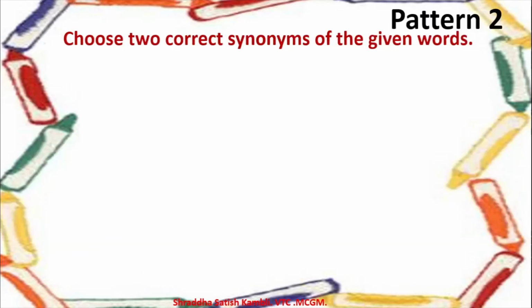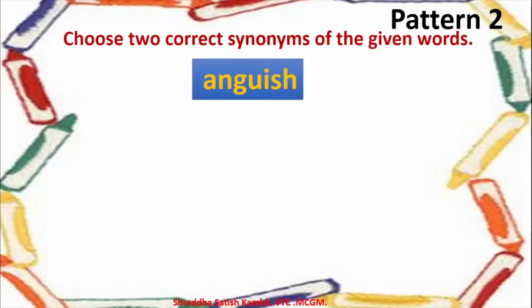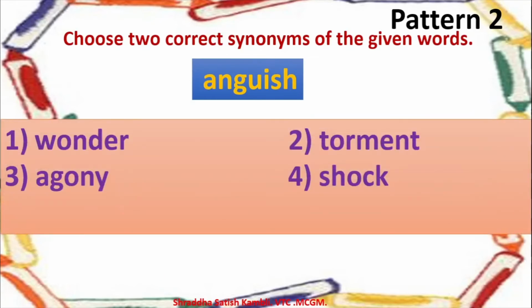Now let's come to pattern 2, where we do the same exercise but on a little larger scale. That is, you choose 2 correct synonyms of the given words. So there will be some words which are given to you. You have to select 2 correct synonyms of the words which are given. So let's see. You have anguish. So see, anguish is a word. So what do you think are the synonyms of anguish?